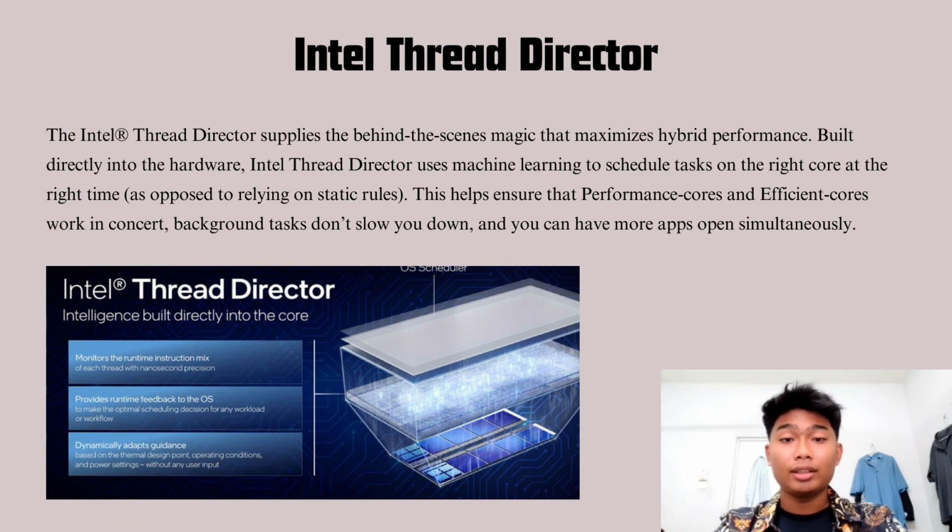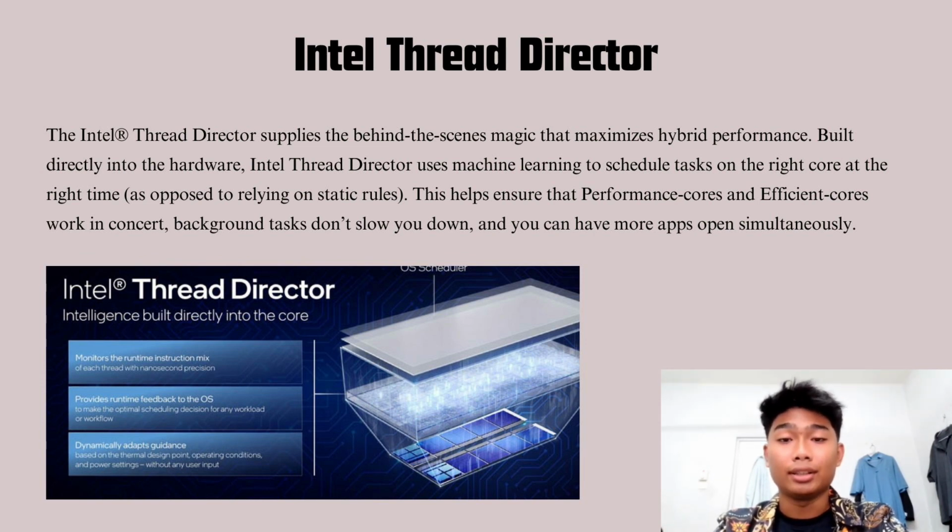Built directly into the hardware, Intel Thread Director uses machine learning to schedule tasks on the right core at the right time, as opposed to relying on static rules. This helps to ensure that performance cores and efficient cores work in concert. Background tasks don't slow you down and you can have more apps open simultaneously.